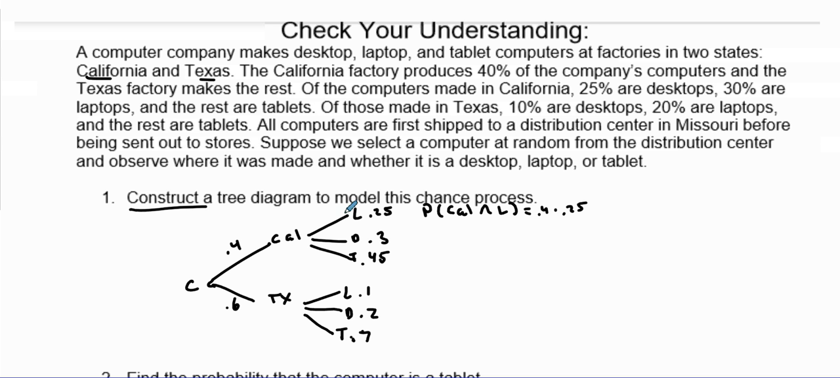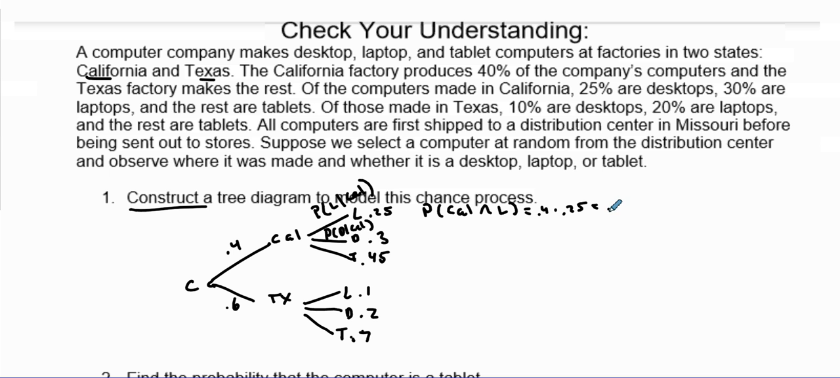Because this right here is the probability of a computer being a laptop, given that it was made in California. This is the probability of being a desktop computer, given it was made in California, and so on. To figure out this probability, we take the probability of a computer being made in California times the conditional probability. That gives us our combination, which is 0.4 times 0.25.